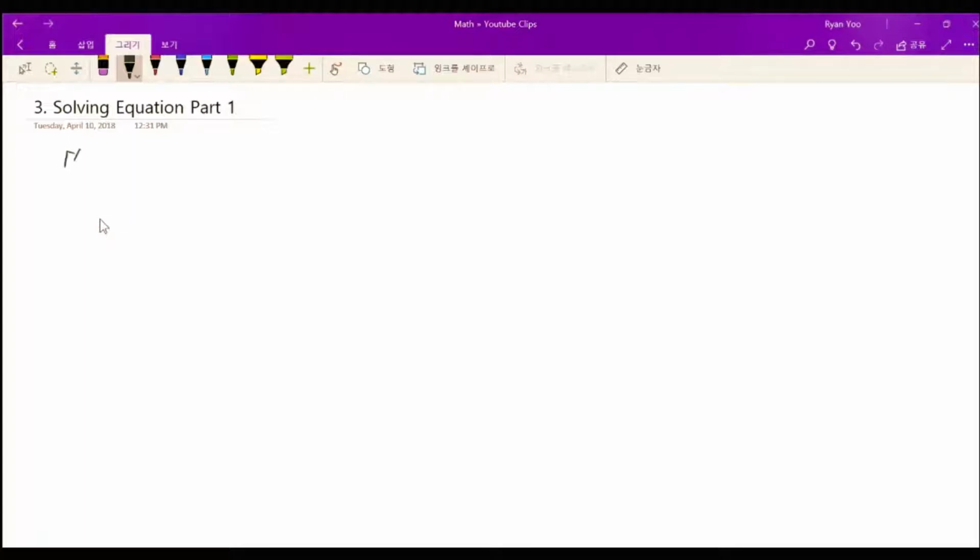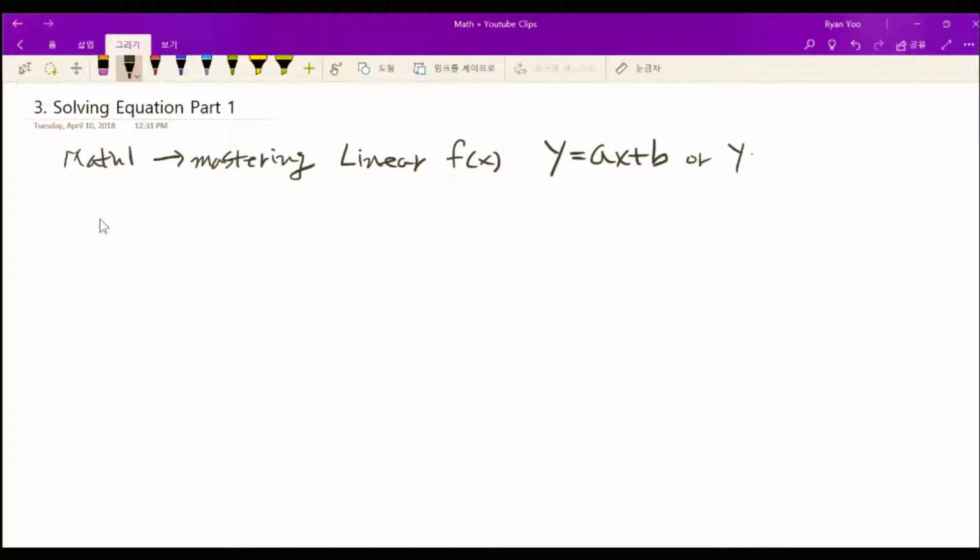So in Math 1, the idea of Math 1 is mastering linear function. Let me abbreviate function as f of x. So you guys have seen this: y is equal to ax plus b, or sometimes y is equal to mx plus b. This is called the slope-intercept form.